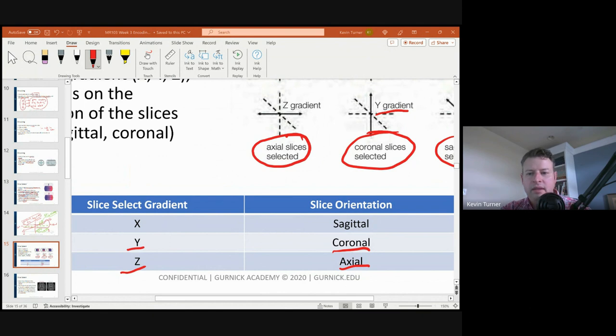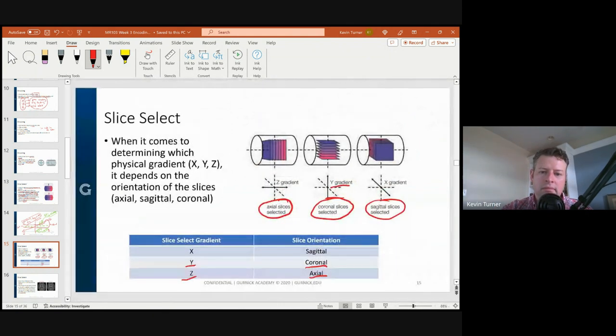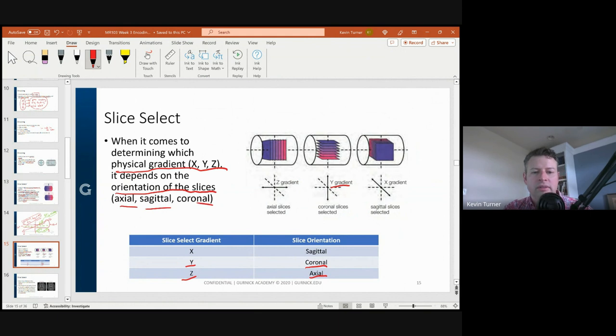Exactly. So which physical gradient gets assigned the job of slice select depends on the orientation of your slices. And orientation of your slices is what we mean by axial, sagittal, coronal. That's the orientation of slices. So when it comes to determining which physical gradient, X, Y, or Z, it depends on the orientation of the slices. Are they axial, sagittal, or coronal?